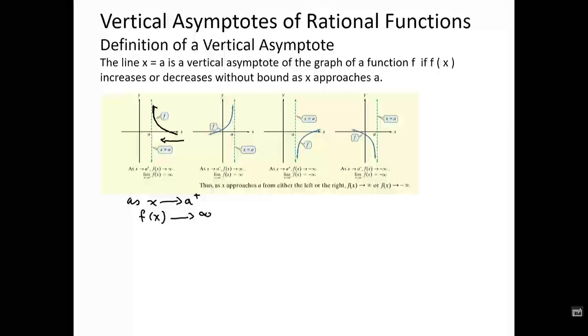In the next graph, we see that as x approaches the number a from the left, the values of the function f of x are again increasing without bound.